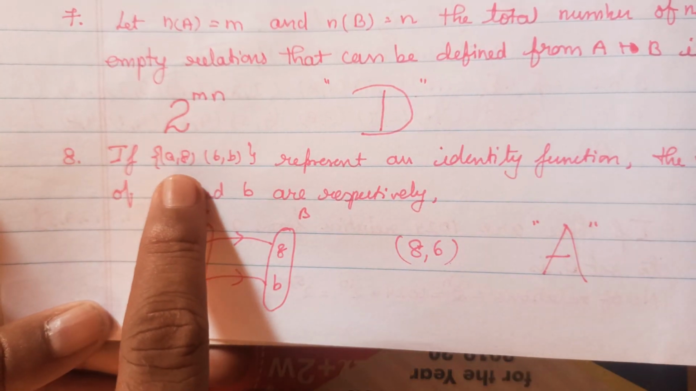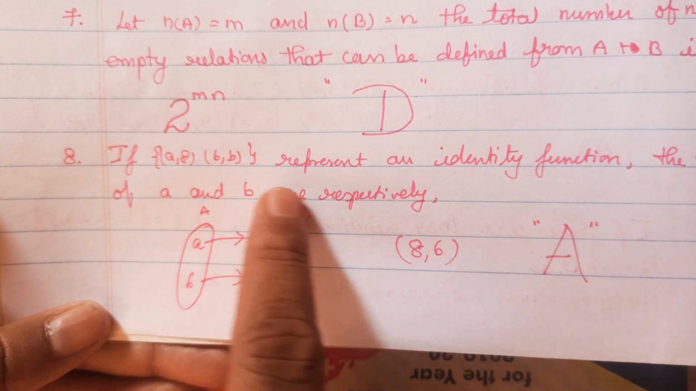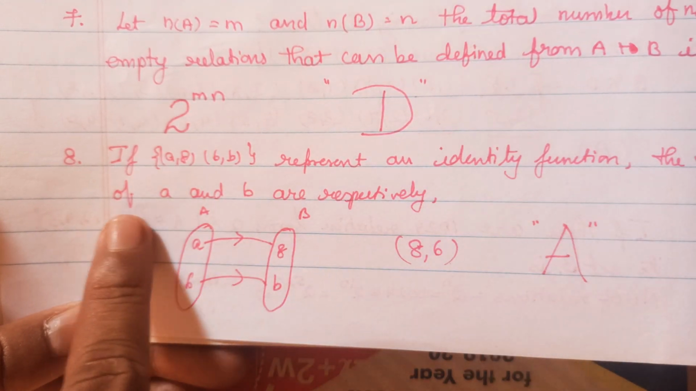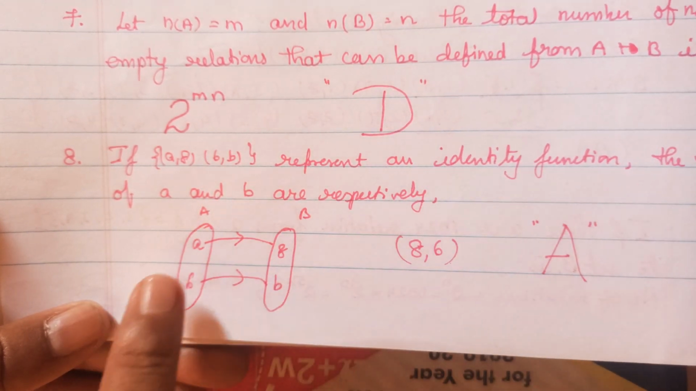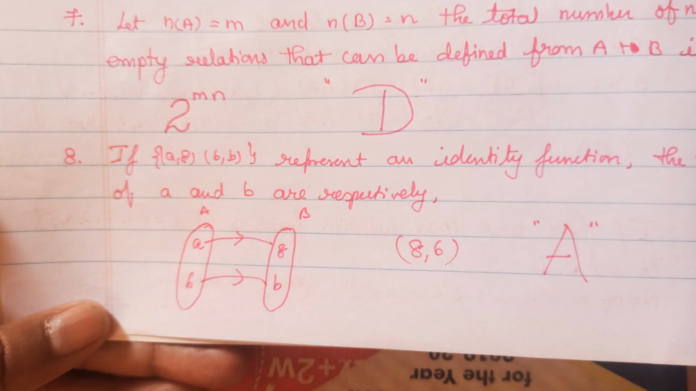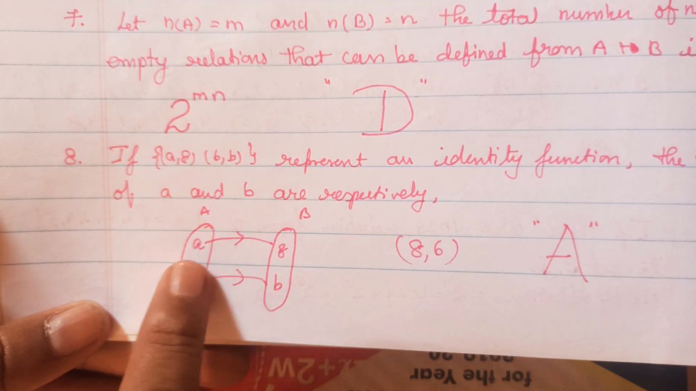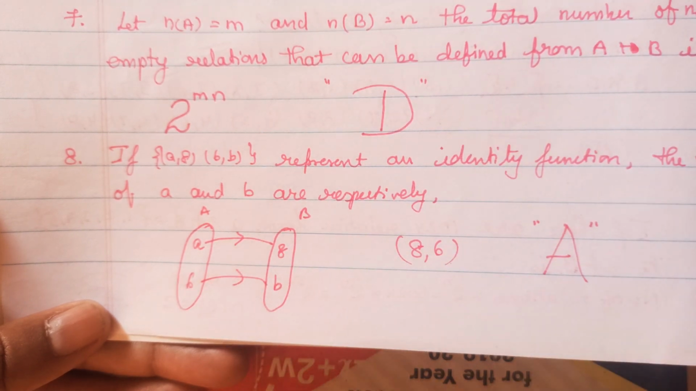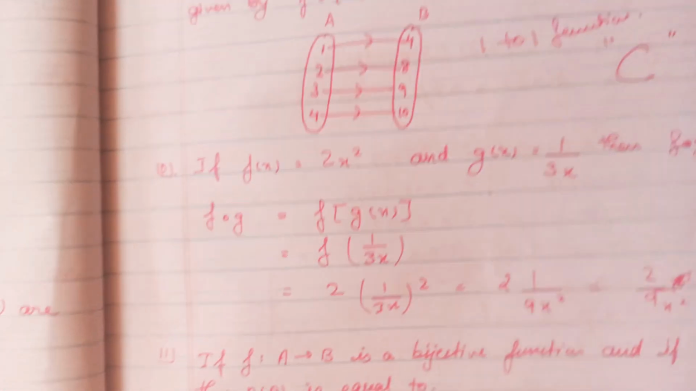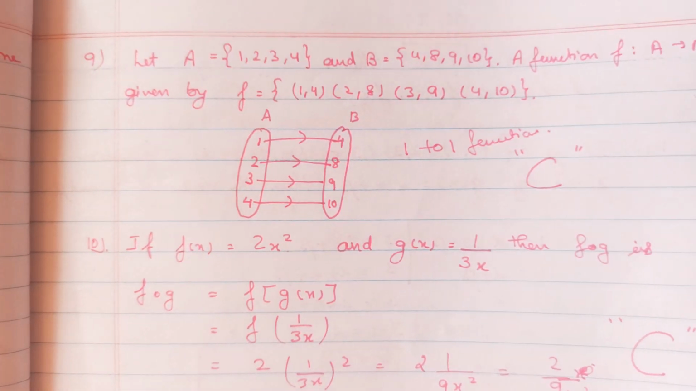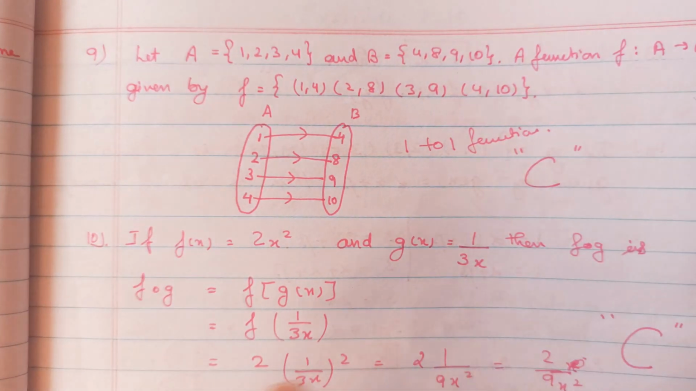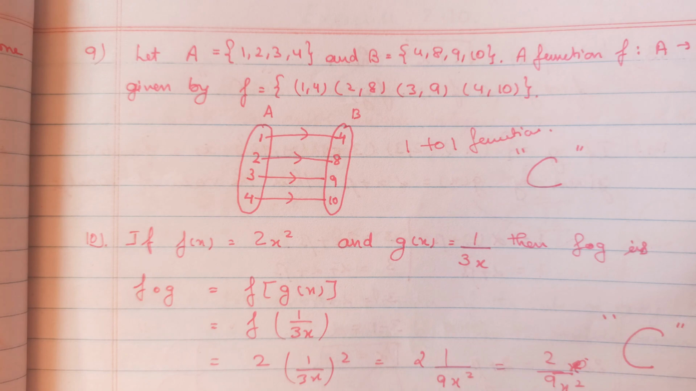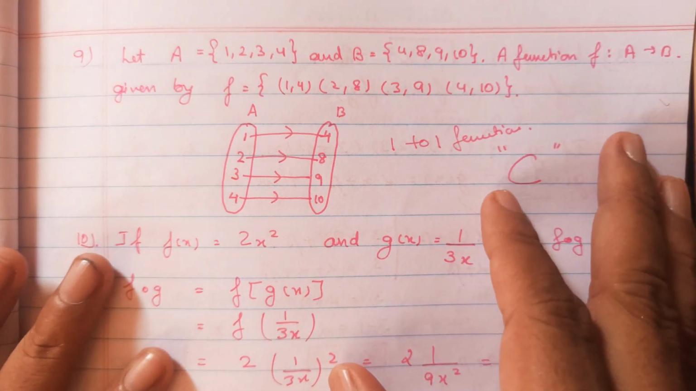If (a, 8) and (6, b) represent the identity function, the values of a and b are respectively? So we write this in an arrow diagram. As you can see, a is 8, 6 is b, so 8 comma 6, hence option A is correct. Many ways we can write that. We can write in ordered pairs, in an arrow diagram, or in a graph, that you have seen in the detailed question.